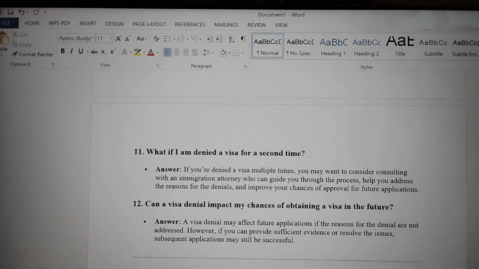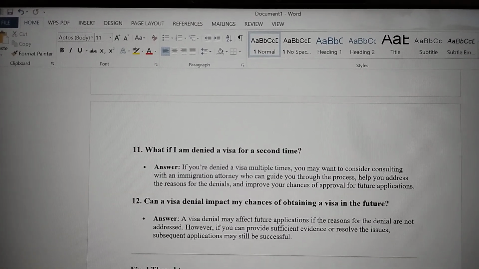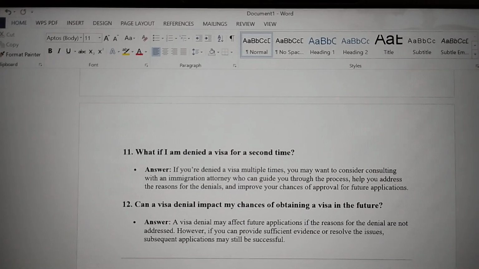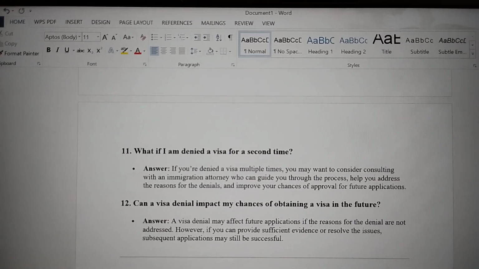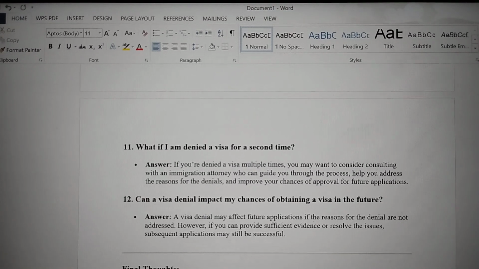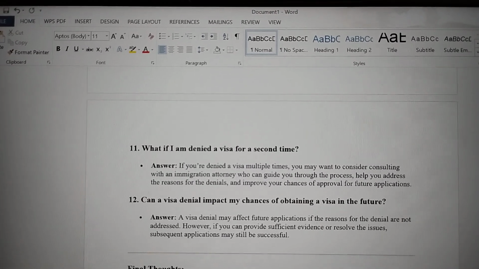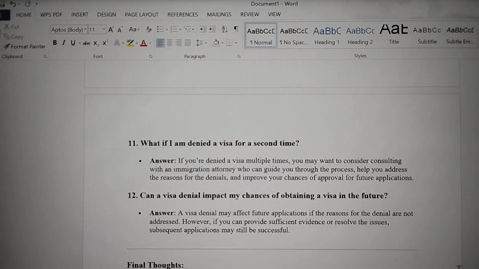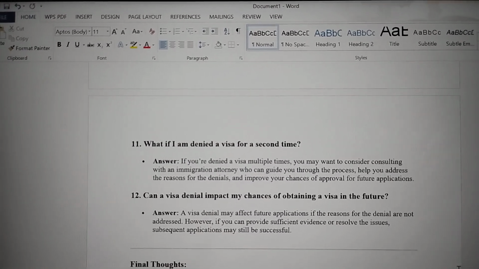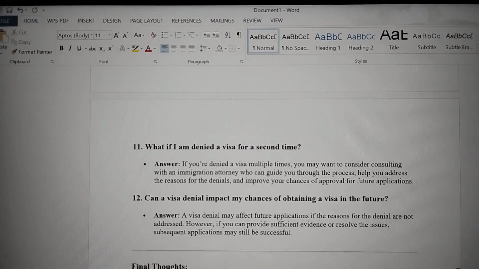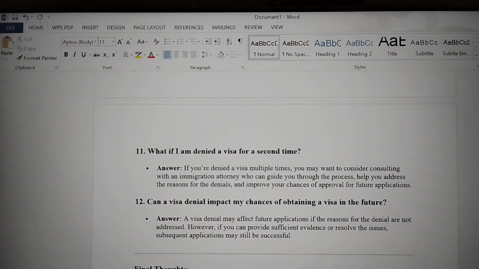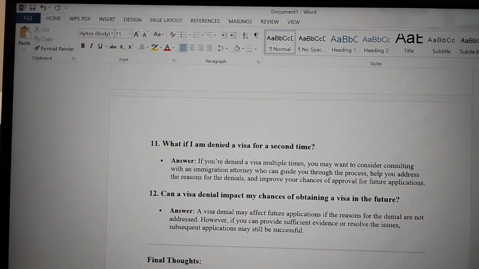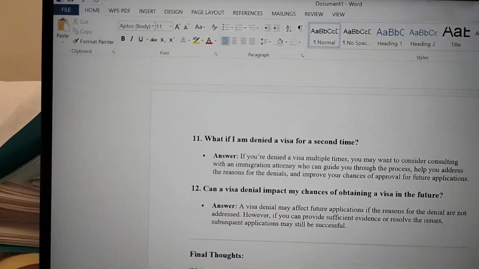Can a visa denial impact my chances of obtaining a visa in the future? A visa denial may affect future applications if the reasons for the denial are not addressed. But if you address the reasons why your visa was denied, then your chances are that you will be approved the second time or the third time once you have addressed the reasons why your visa was denied at first.